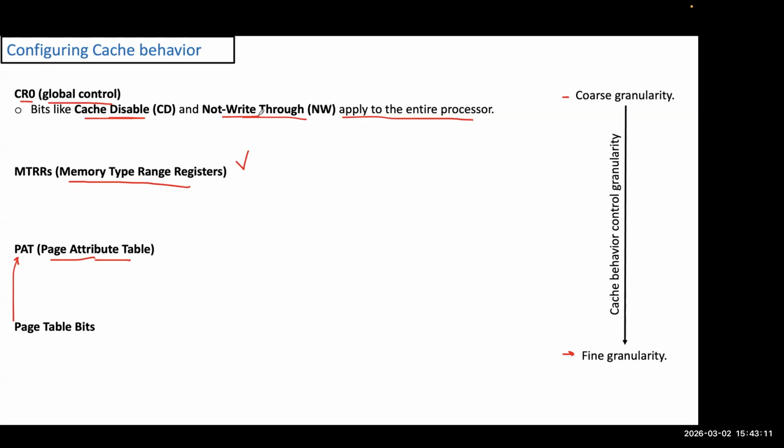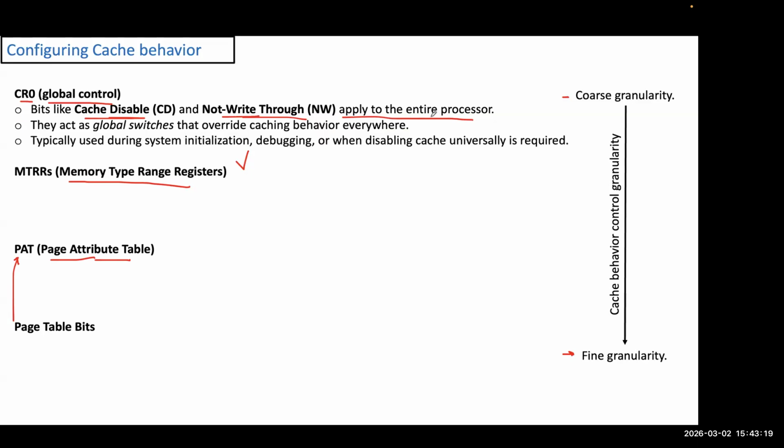But then again, it will be applied for all the memory accesses. Whatever policy you select will be applied to all the accesses performed by the processor. So these bits act as global switches that override the caching behavior everywhere. If you say cache disabled, it means all the memory accesses will be cache disabled. If you say not write through, then all the memory accesses will be not write through.